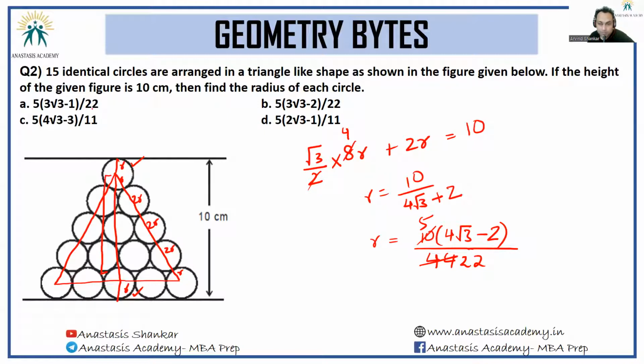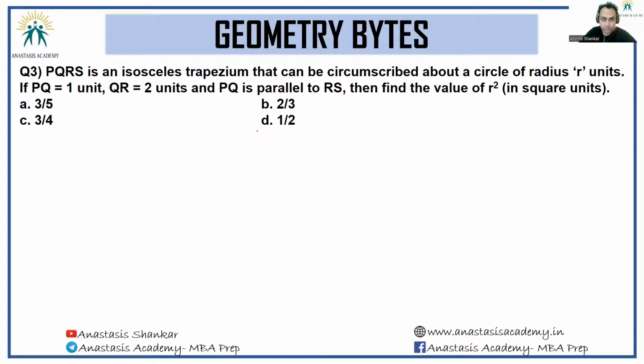The problem is places where I have 2 in the denominator. Oh, sorry, 22 in the denominator. Within brackets, the portion is not matching. So I would have to take 2 out common again, and I would be left with 5 into 2 root 3 minus 1 by 11. The 2 from 4 root 3 and minus 2 goes, and from 22 also goes. We are left with this, which is indeed option D, and this will be the answer.